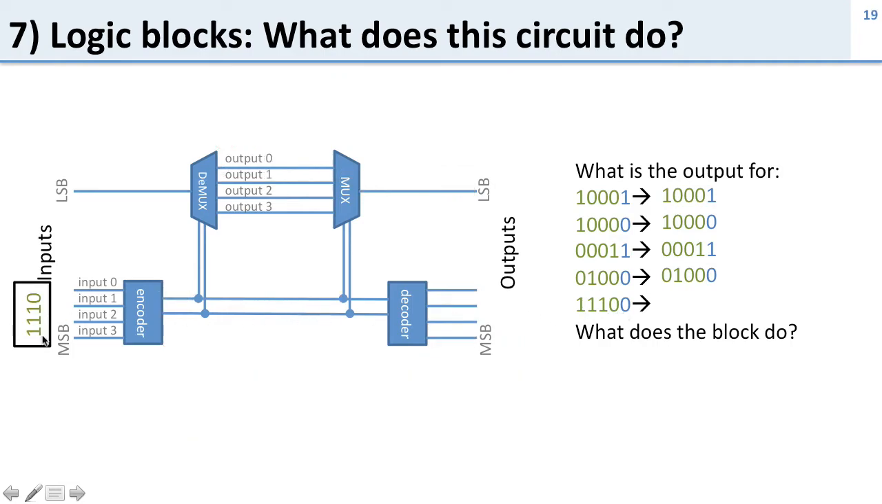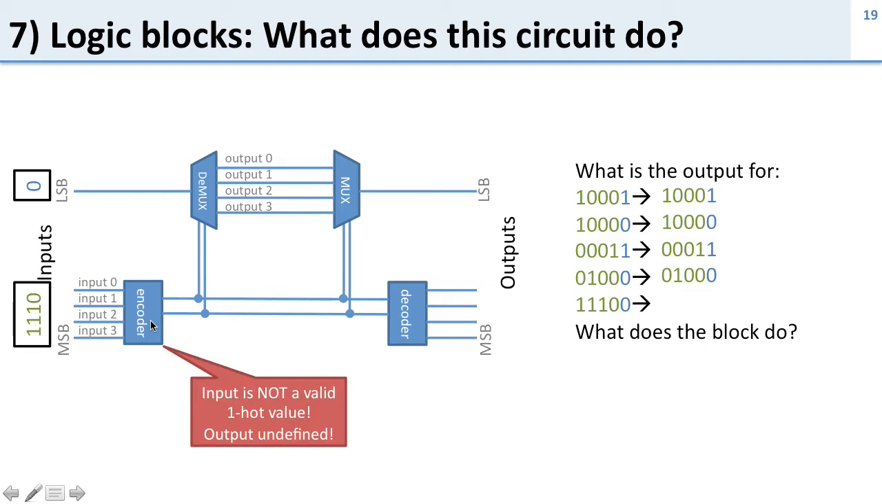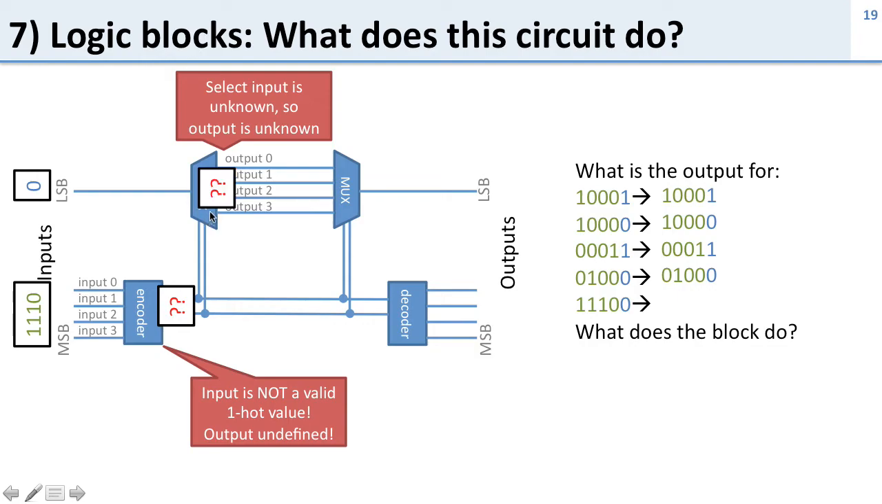So for this last value, we've got 1, 1, 1, 0 going into our encoder and a 0 going into our demux. Now what's the encoder going to output here? Well, this is sort of a trick question. This isn't a valid 1-hot value. It's not one of these things that's hot, 3 of them are hot. So we have no idea what the output is going to be here. This is an invalid input to an encoder. So we don't know what's coming out of here, which means we don't know what the demux is selecting, so we don't know what its output is going to be.